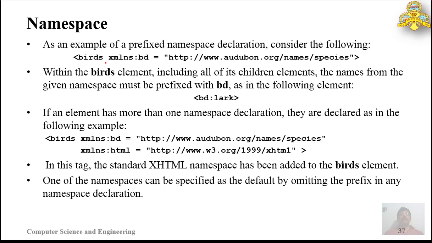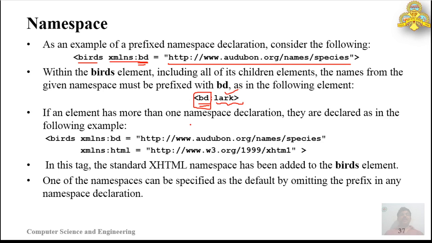Another example here is birds as the element, and for that the prefix bd is provided, xmlns:bd equals the URI given here. So when the birds element contains child elements, all its child elements should have the prefix bd: followed by the child element name. If the prefix is not specified, then the tag will be taken from the default namespace, if it is provided.